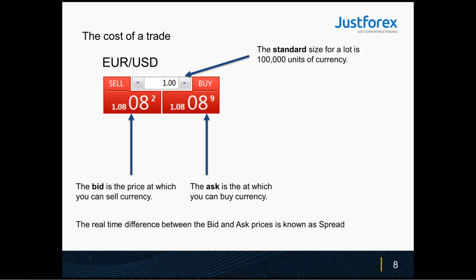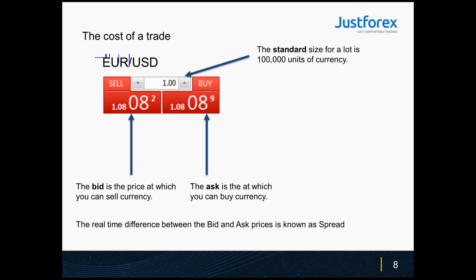So for that, we also will have the example here with the Euro USD. We usually have two prices. We have the sell price and we have the buy price. The sell price, also known as the bid price, is the price at which you can sell the currency, and the buy price is the ask price at which you can buy the currency.